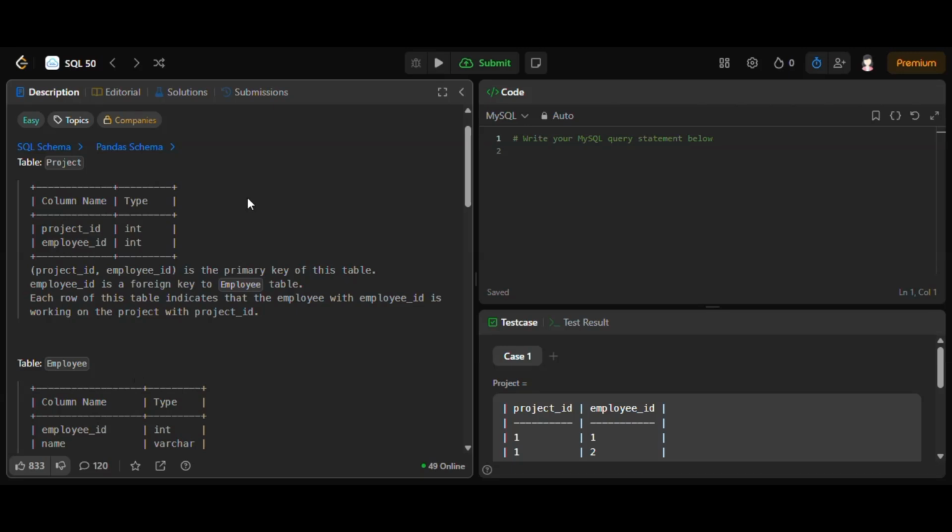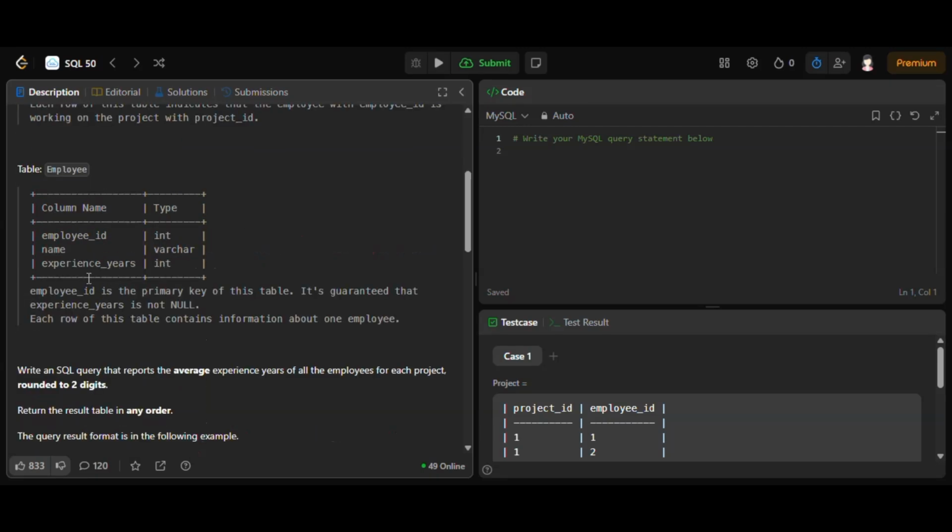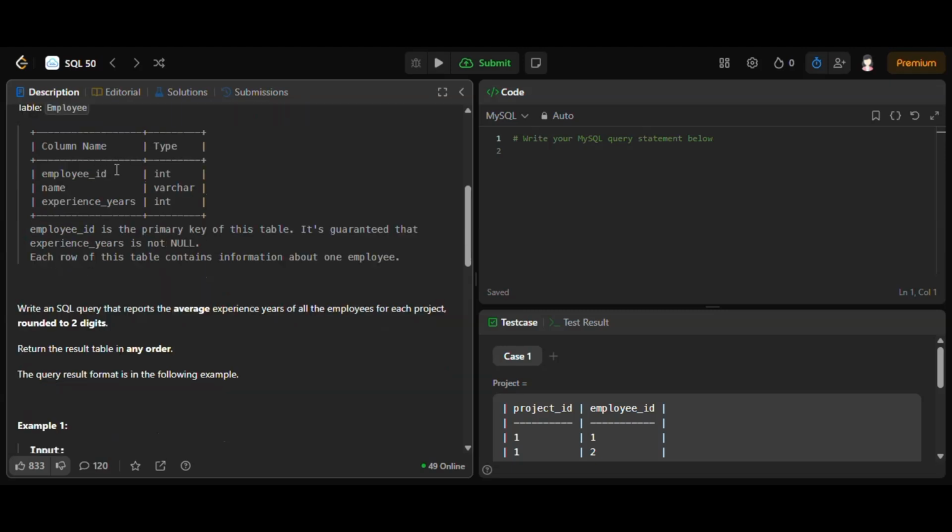In the project table, we have two columns, the project ID and the employee ID, where the project ID plus the employee ID, both the columns are used as the primary key here. And in the employee table we have three columns, that is employee ID, name and the years of experience. Here employee ID is the primary key of this table.